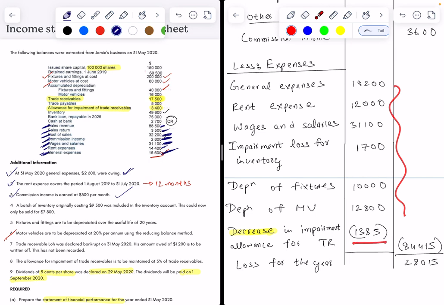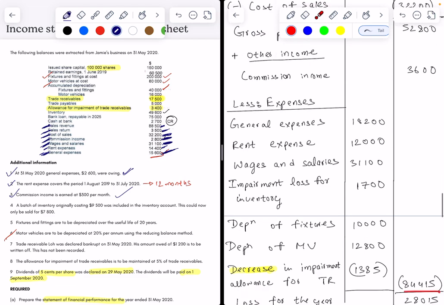If this was an increase in impairment allowance for trade receivables, then it would have been a bad thing. And in that case, you would not have to include the brackets to reflect the fact that it is being deducted, but rather you would have added it. But in this case, it's a good thing because our allowance has significantly gone down from $3,400 to $815. Okay, now decrease in impairment allowance for trade receivables of $1,385 is being subtracted here. So once you do all these numbers here, you will see that you end up with $84,415 as the total expenses.